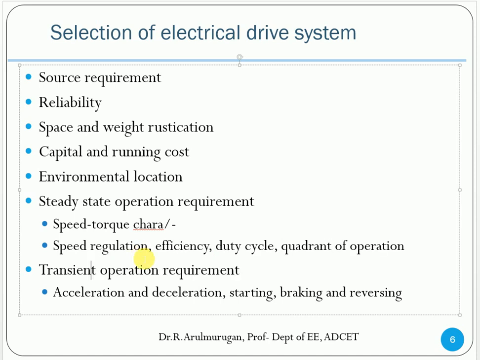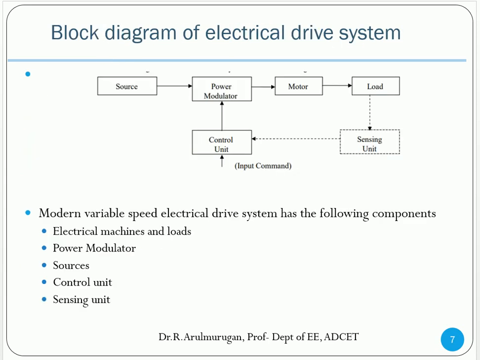How about the voltage regulation? Similarly, speed regulation, efficiency, duty cycle, and quadrant of operation. The quadrants of operation are forward motoring, forward braking, reverse motoring, and reverse braking. All these come under the steady state operation requirements. Then the transient operation requirements: acceleration of the motor, deceleration of the motor, starting, braking and reversing. These are the basic things we check for the selection of electrical drive systems. The next one is the block diagram of the electrical drive system.